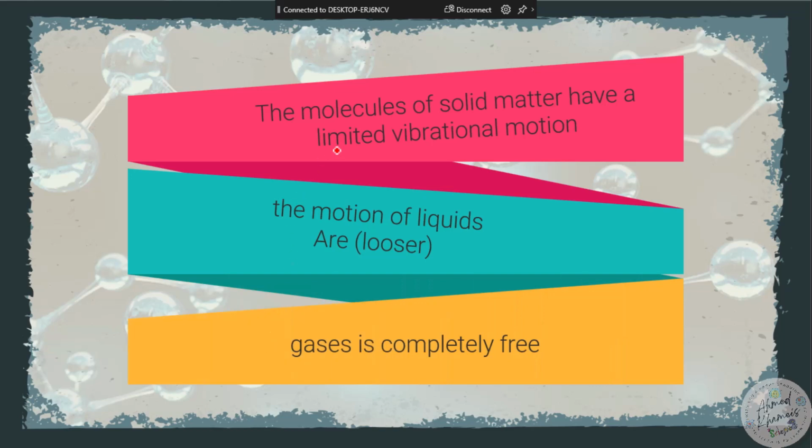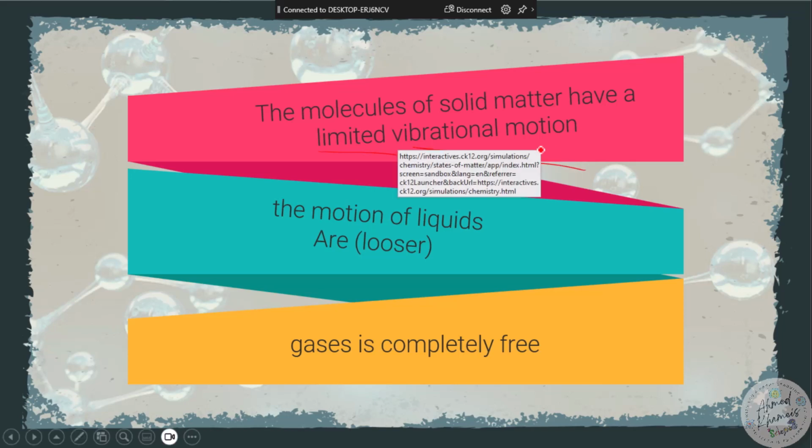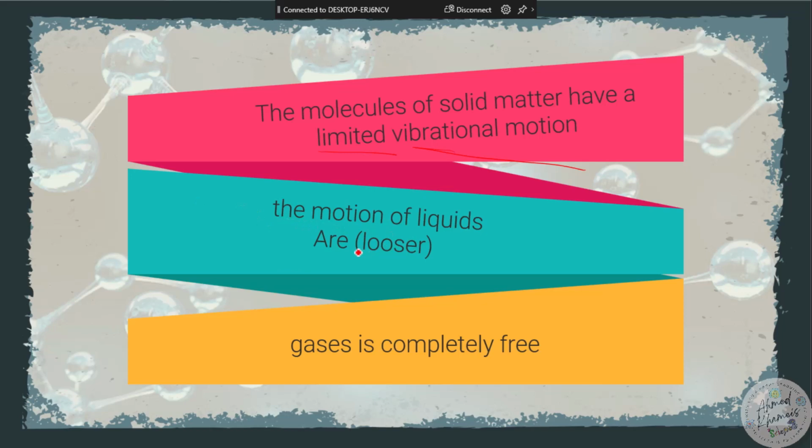So the molecules of a solid have limited vibrational motion. They vibrate in their positions. But the liquid molecules are looser, or freer. The gas molecules are completely free.